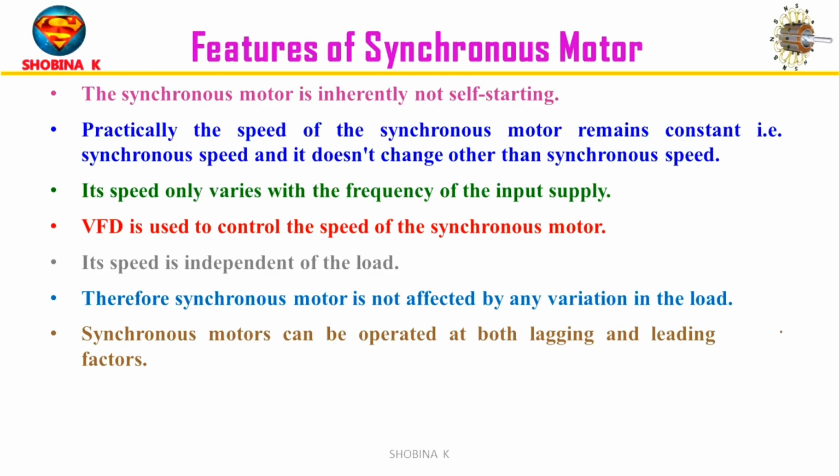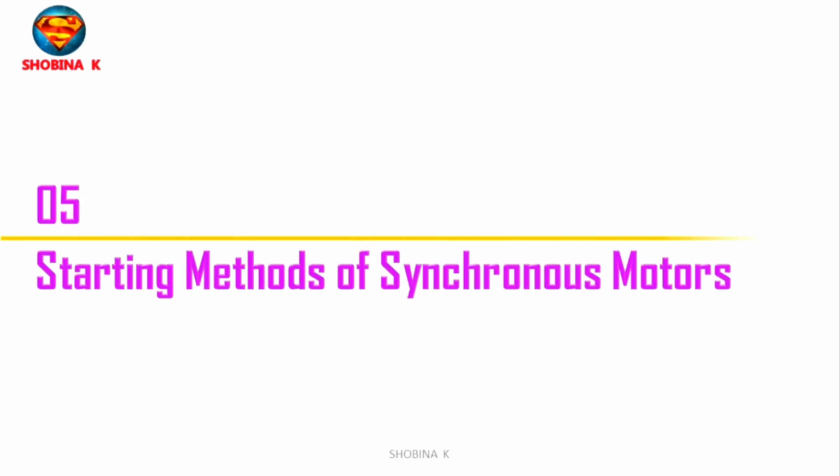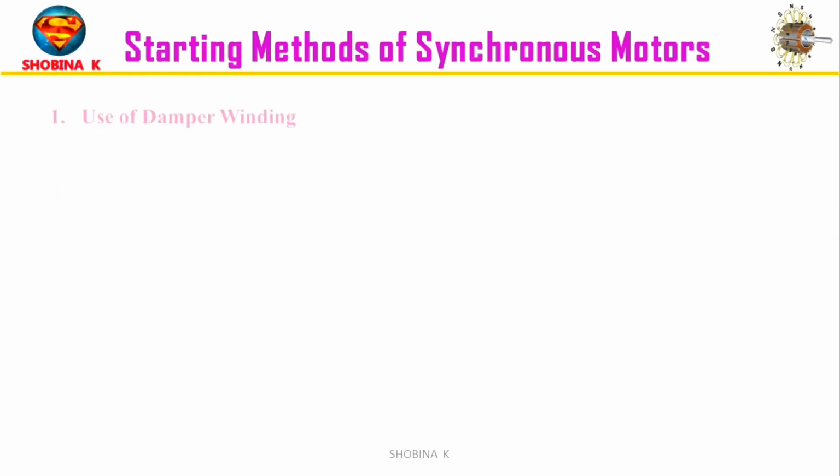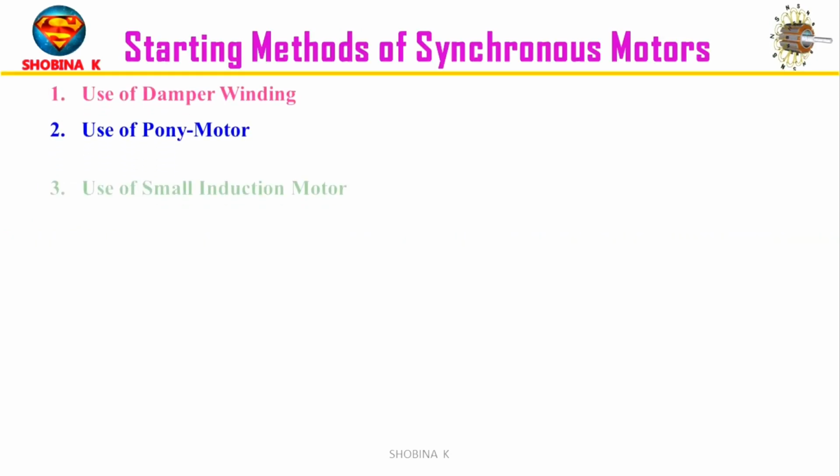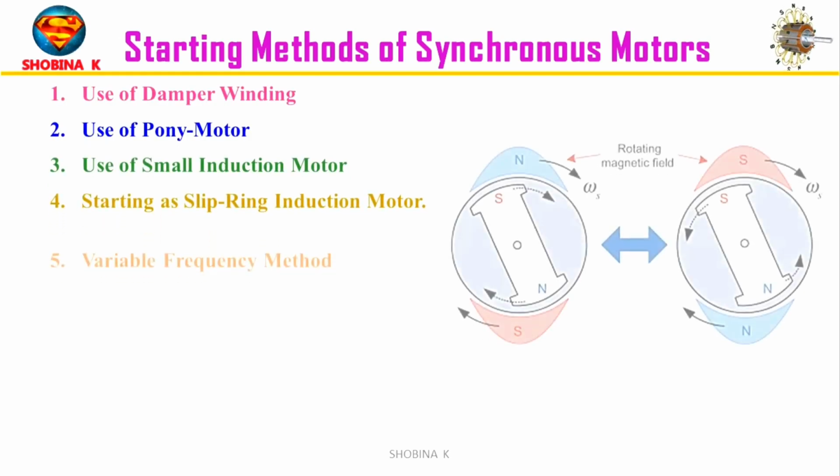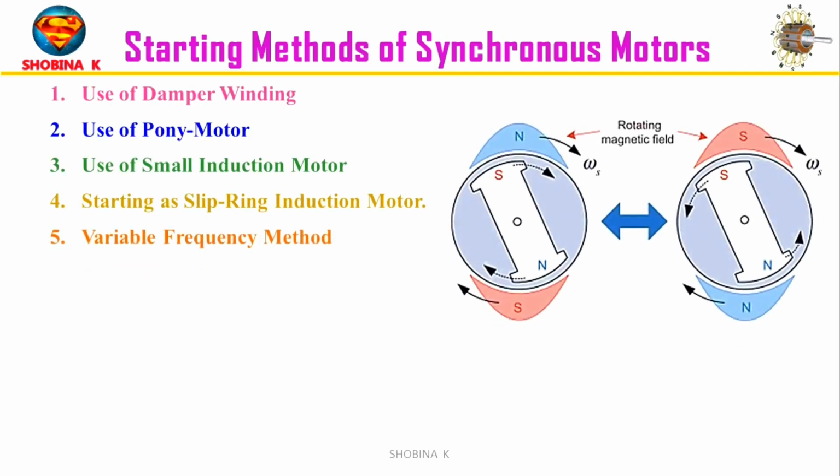A variable frequency controller is used to control the speed of the synchronous motor. Also, synchronous motors can be operated in both lagging and leading power factors. That is, this motor has the unique characteristic of operating under any electrical power factor. Now let's see the starting methods of synchronous motors. The starting of the synchronous motor does not take place on its own. This means the synchronous motor is not self-starting, and it can be started by the following methods.